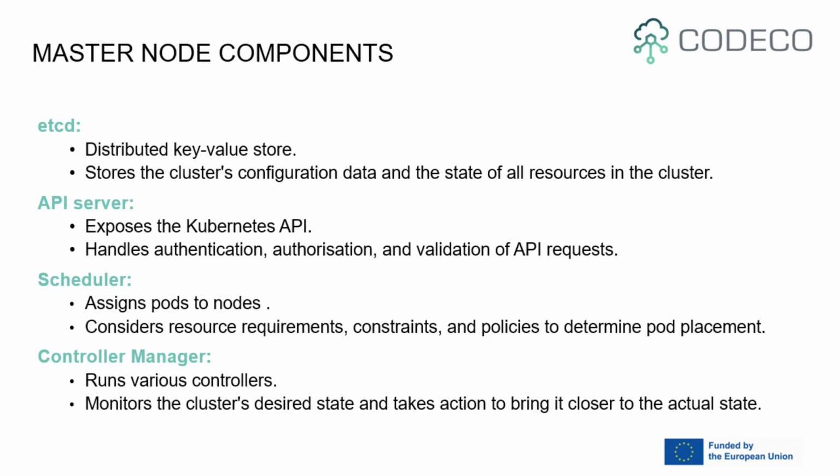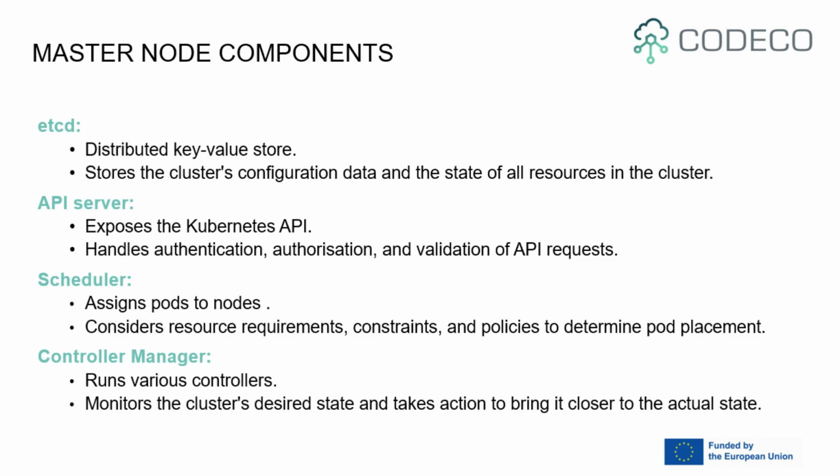The master node is the control plane of the Kubernetes cluster. It coordinates and manages the overall cluster state, schedules applications onto nodes, and monitors their health. The key components of the master node are etcd, a distributed key-value store that stores the cluster's configuration data and the state of all the resources in the cluster.